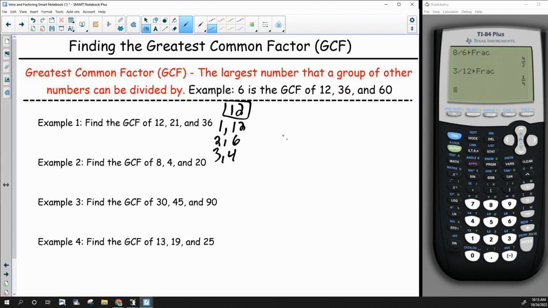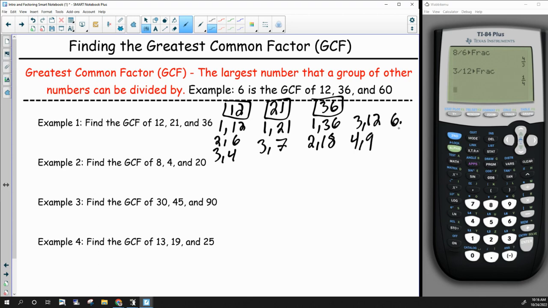Now we go to 21. Go look for 21. 1 and 21. 3 and 7. Now go look and find 36. There's a lot of them. What are the 5 ways to make 36? 1 and 36. 2 and 18. 3 and 12. 4 and 9. And 6 and 6.